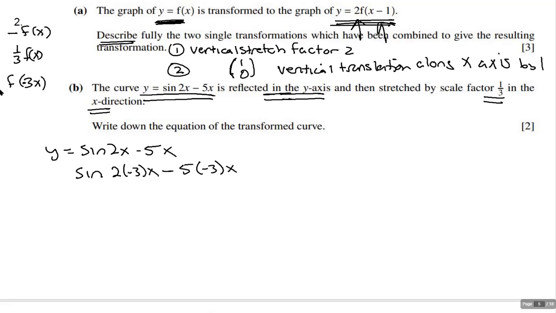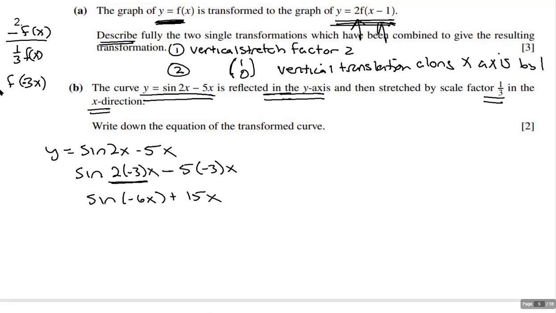All right. So now, keep in mind, this is all inside here. So what's 2 times negative 3? -6. So this is going to become sine negative 6x. And then, what's negative 5 times negative 3? Positive 15x.